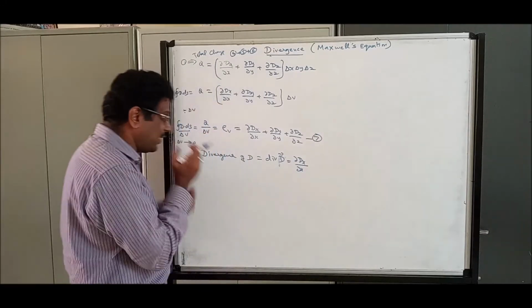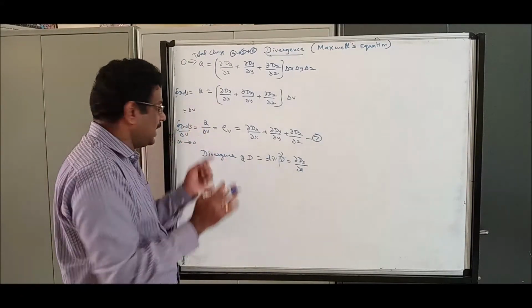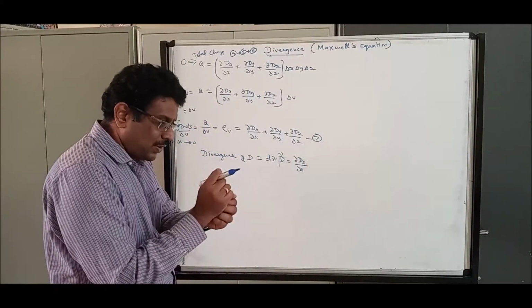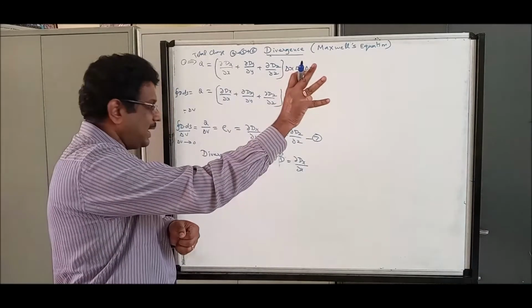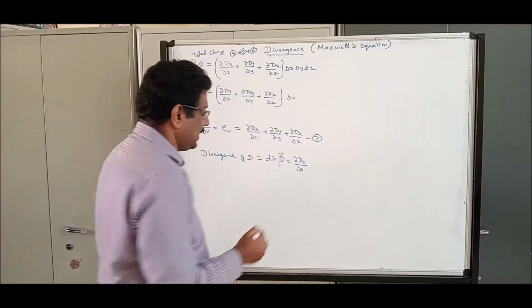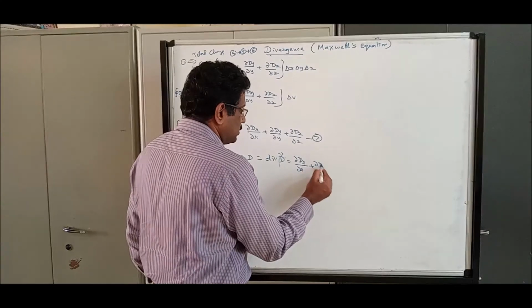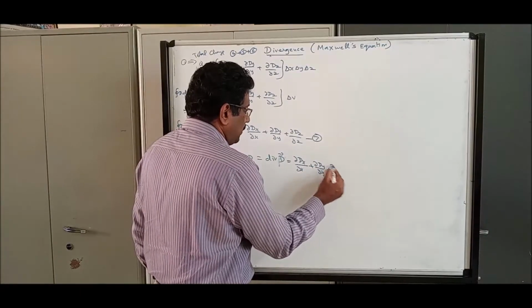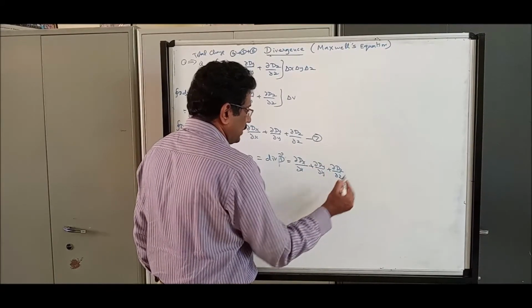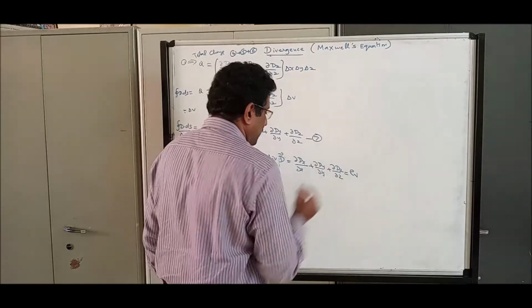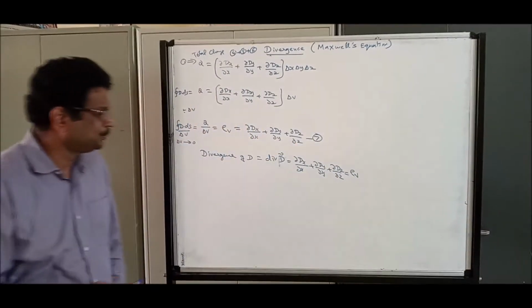What do you mean by divergence? This concept is the divergence. That is the charge per volume. As the volume reaches 0, the expanding flux is nothing but divergence D: dou Dx by dou x plus dou Dy by dou y plus dou Dz by dou z, which is nothing but rho v. Please remember, it is equation 7.